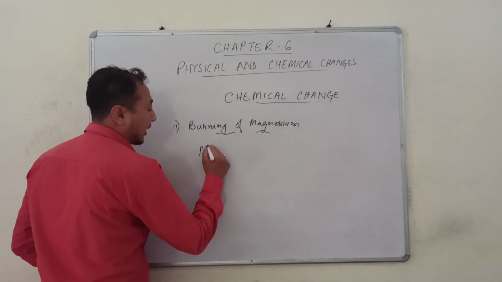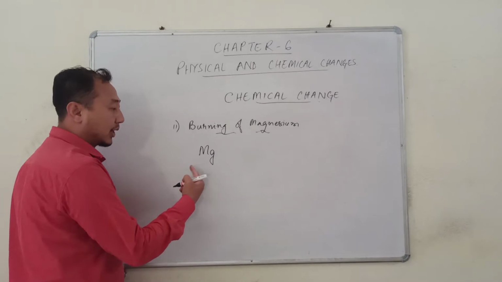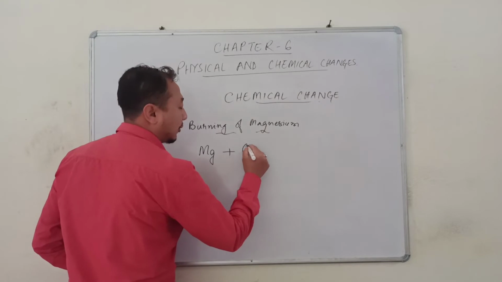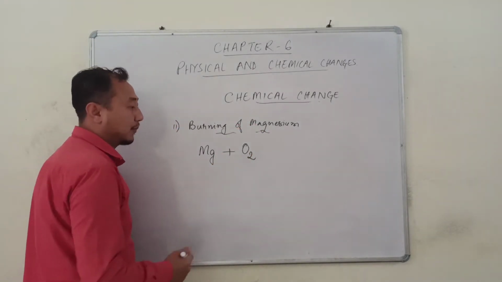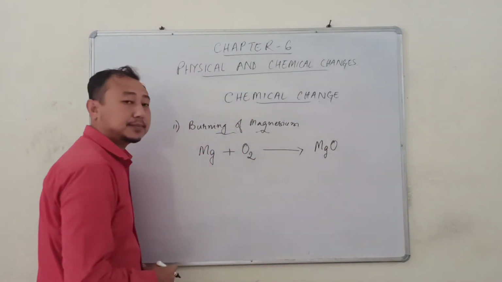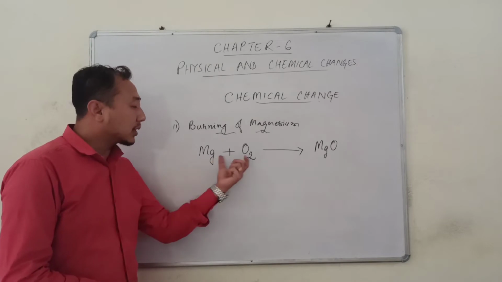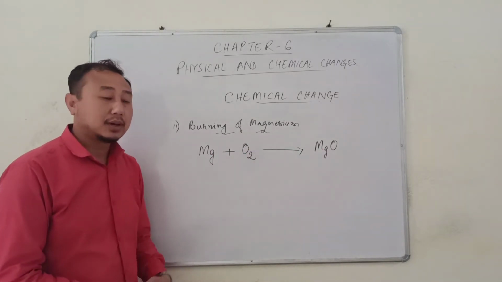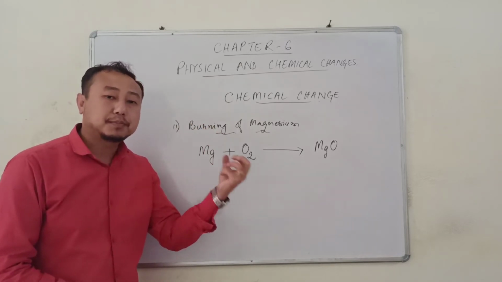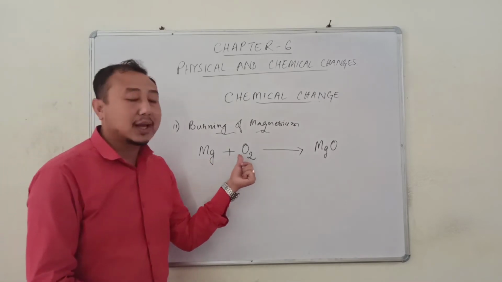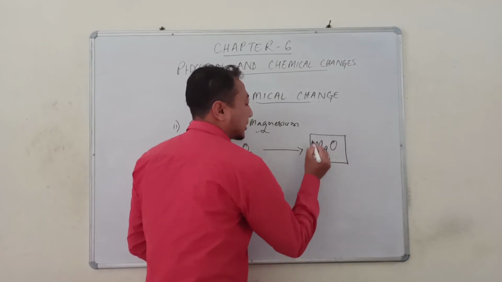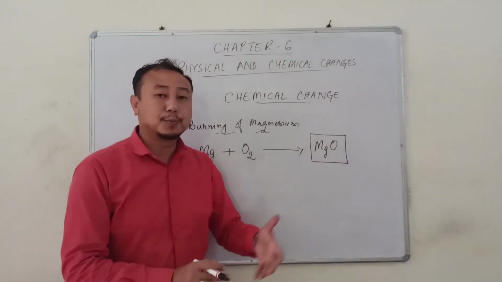Magnesium, the formula of it is Mg, capital letter M, small letter g. When some amount of heat energy is supplied to this magnesium, it will react with the oxygen present in the atmosphere. Then, it will form a compound which is known as magnesium oxide. In this reaction, the chemical composition of the substances changes. Magnesium, the chemical composition is Mg, that is, only the magnesium atoms are present. But when it reacts with oxygen, it will get converted into magnesium oxide, whose chemical composition is MgO.